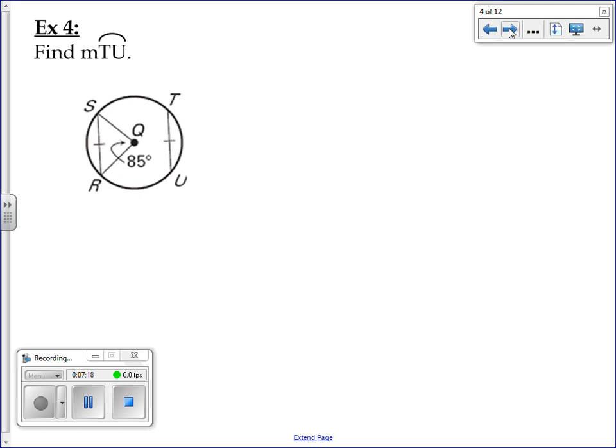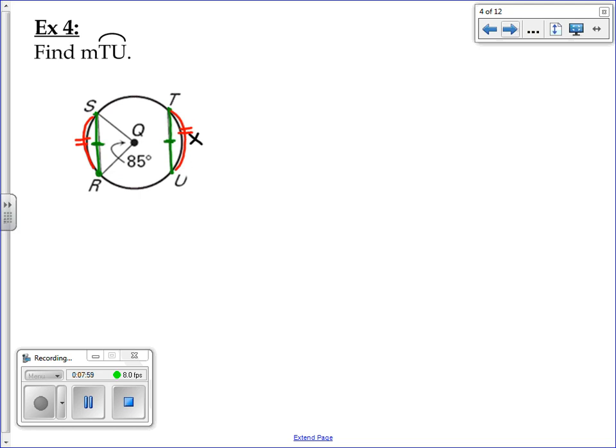Okay, and then let's take a look at example 4. We're trying to find the measure of arc TU, so I'll put a little x here. So let's see what we've been given. Well, we have a central angle, SQR, and we're given that it's 85 degrees. And you'll notice that I'm given two chords, SR and TU, and we're given that the chords are congruent. So if the chords are congruent, what can we say about the arcs? The arcs are also going to be congruent.